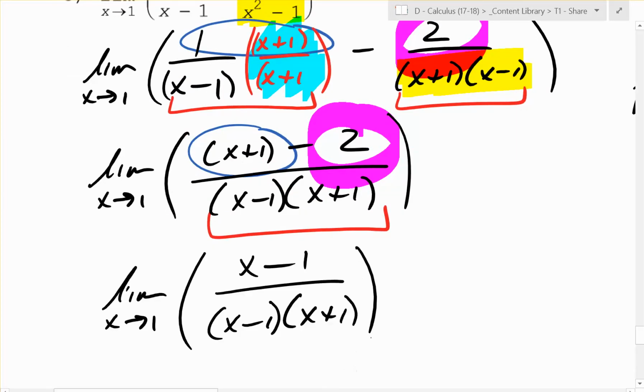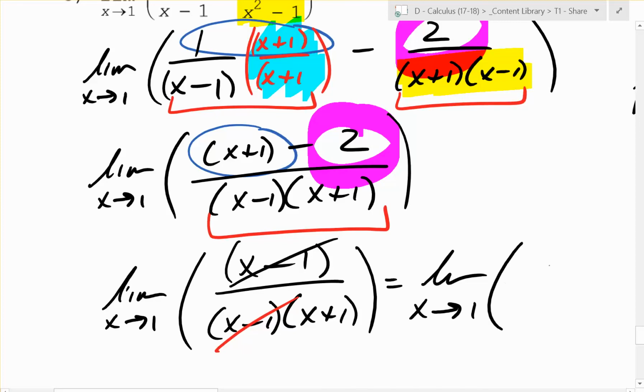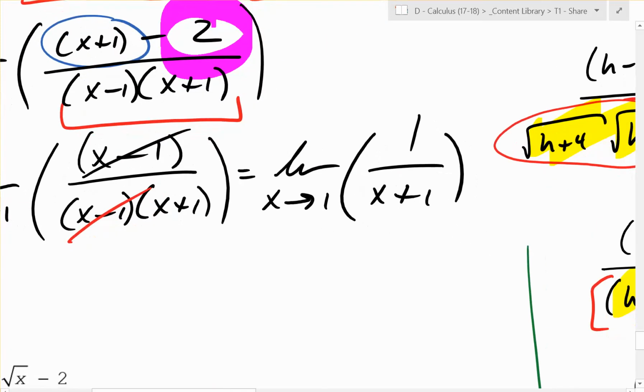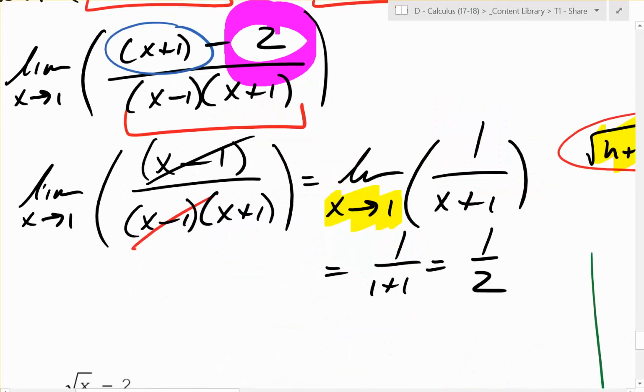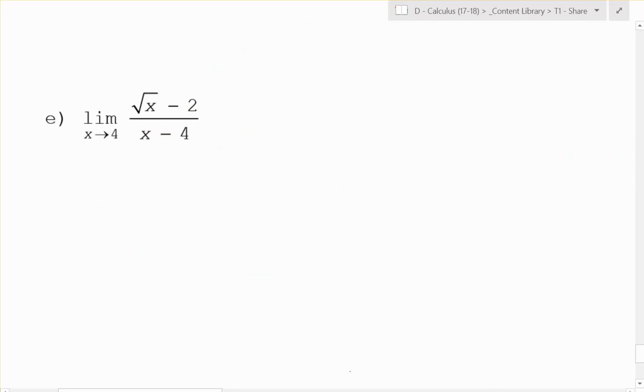Well, it simplifies to this, which is awesome because guess what cancels? The x minus 1's cancel, leaving you with the limit as x goes to 1 of 1 over x plus 1. Now you ask yourself, can I plug in 1? Can I plug in our target right there? And you sure can. It's going to be 1 over 1 plus 1, which is 1 over 2. So we did some algebra, and in this case we combined fractions and we canceled. Oh, this was the magical thing right here.